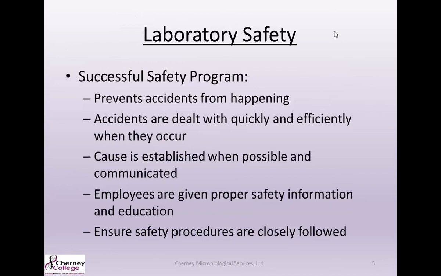So, laboratory safety. Let's jump into what a successful safety program looks like. Your goal is obviously going to be to prevent accidents from happening. And when you find out that an accident has occurred, you're going to want to deal with it quickly and efficiently. A successful safety program will perform a cause analysis to investigate why and how the incident happened, resolve any issues, and communicate any changes to employees. Make sure that all your employees are informed and educated about lab safety and that they follow the procedures outlined in your safety program.